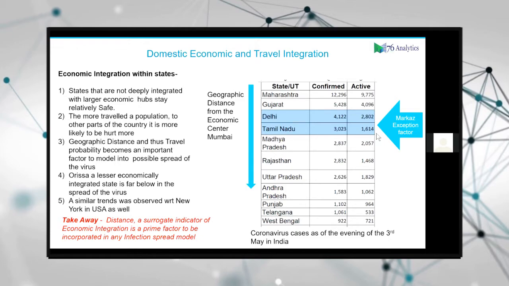So that's one thing, that distance is indeed a surrogate indicator of how much the spread tends to happen. We observed similar trends in New York as well, in the United States, with New York being the financial capital.